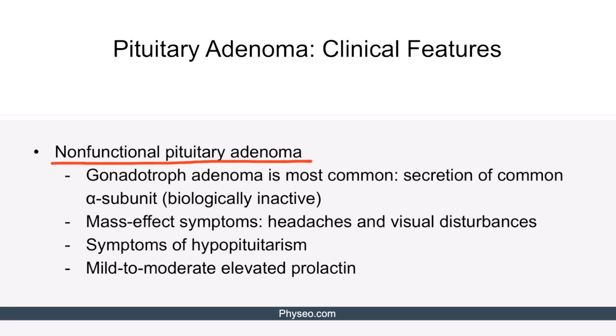A patient with non-functional adenoma can present with mass effect symptoms such as headaches and visual disturbances. The adenoma can also compress the normal cells of the pituitary, causing symptoms of hypopituitarism. Mild to moderate elevation of prolactin levels may also occur. And we'll discuss this in more detail as we progress through the lecture.